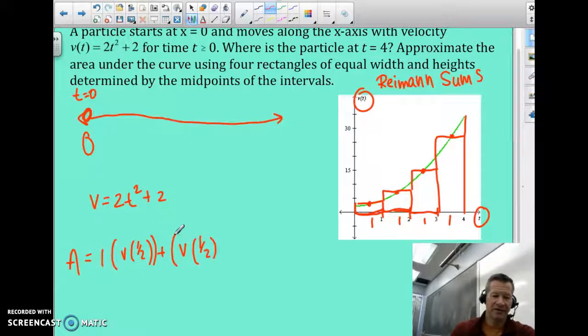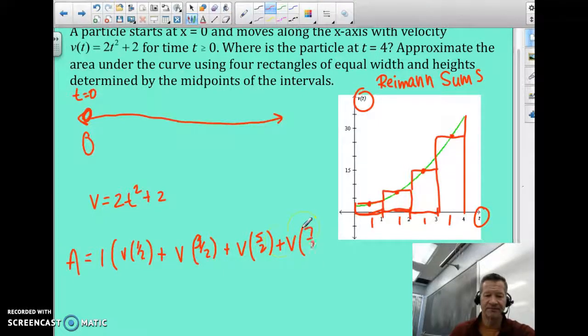Let's try this again. The velocity at 1/2, plus the velocity at 1.5, which would be 3/2, plus the velocity at 2.5, which would be 5/2, plus the velocity at 3.5, or 7/2. And that will approximate that area.